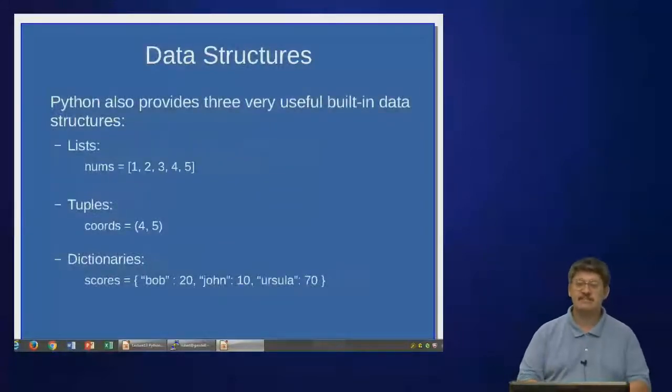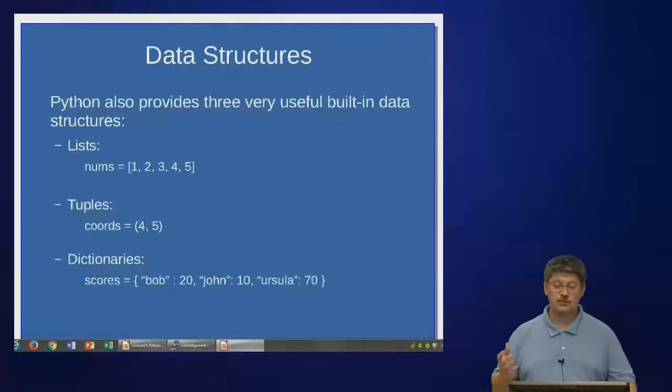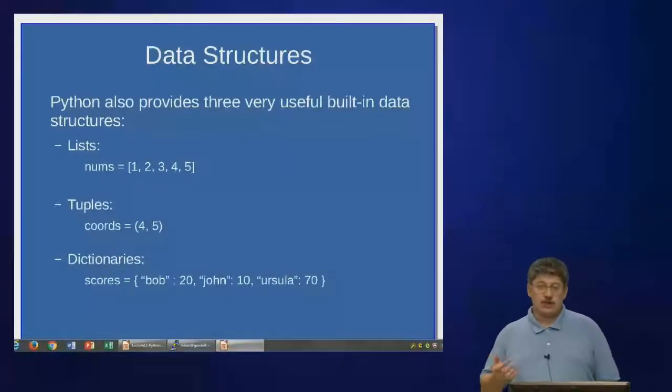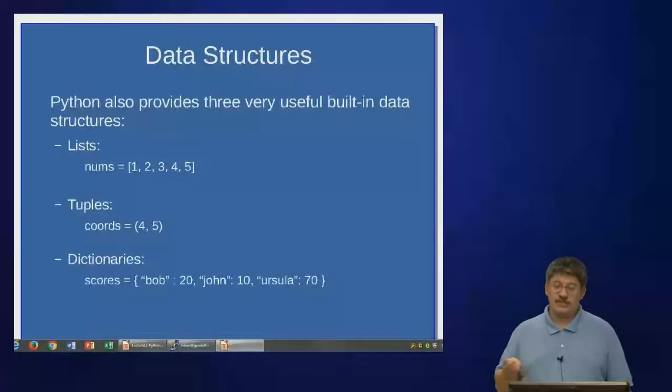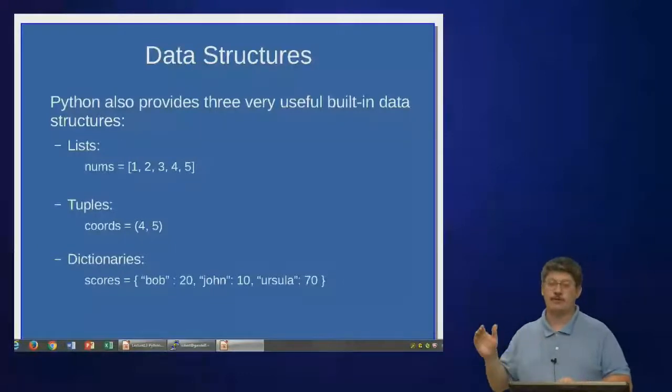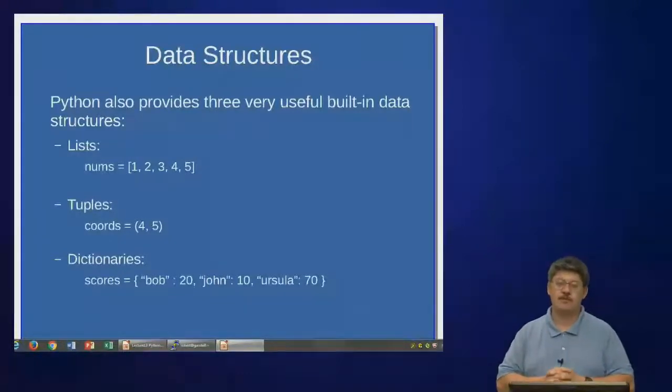In addition to having simple variables, Python provides 3 very useful built-in data structures. And those data structures are lists, tuples, and dictionaries. A list is just an ordered sequence of items. It's a lot like an array in JavaScript or in Java. And we can create a list by using square bracket notation. So for example, we can create a list called nums by saying nums gets, and in square brackets, 1, 2, 3, 4, 5. Similarly, Python provides tuples.